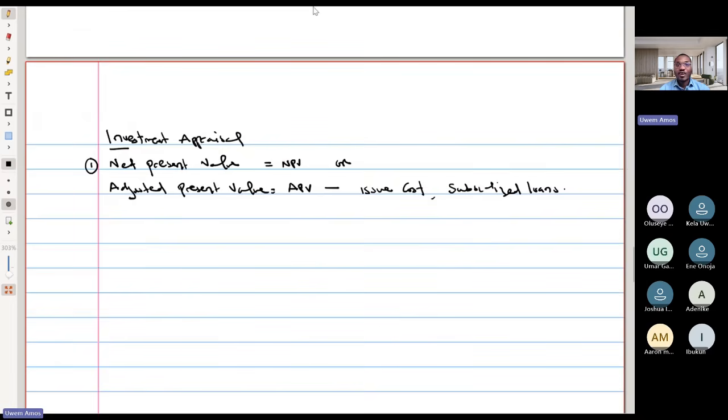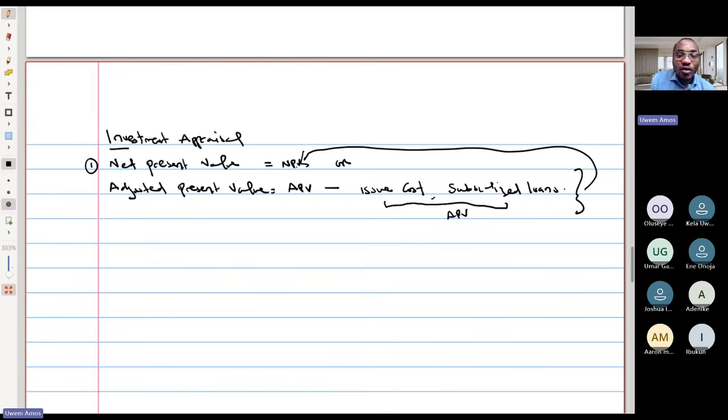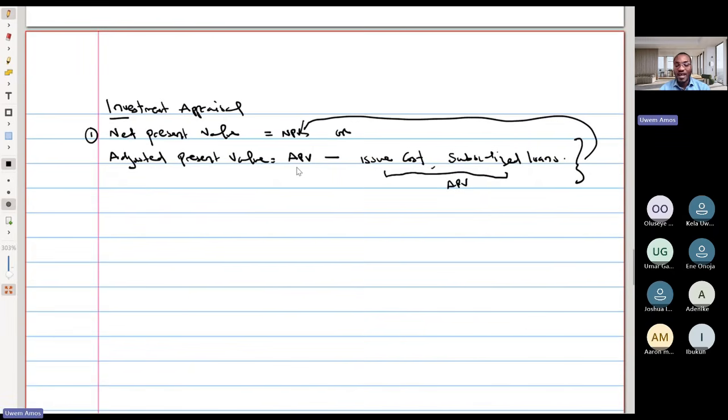Whenever you have an investment appraisal question, and you have information on issue cost, and you have information on subsidized loan, that is an APV question. If you don't have those details, then that becomes an NPV question. So that's basically the key way to identify whether the question is APV or NPV when the question is silent on the specific requirement.